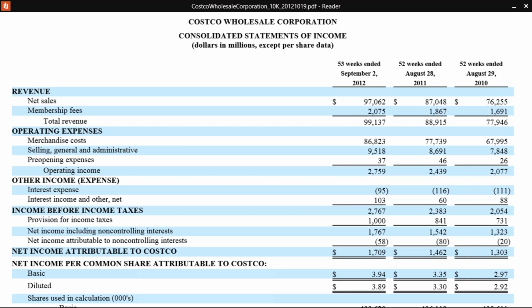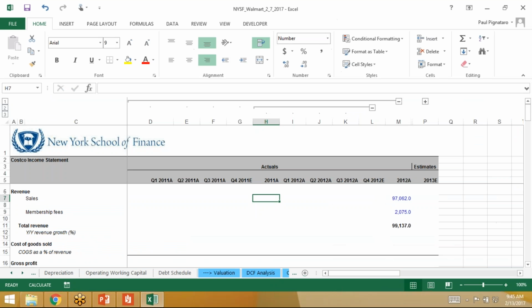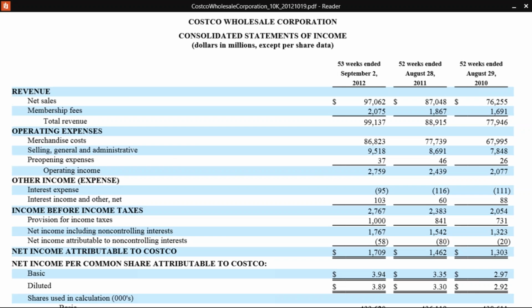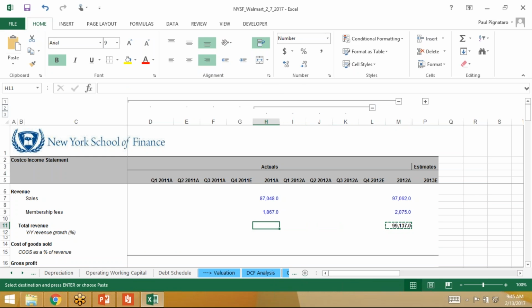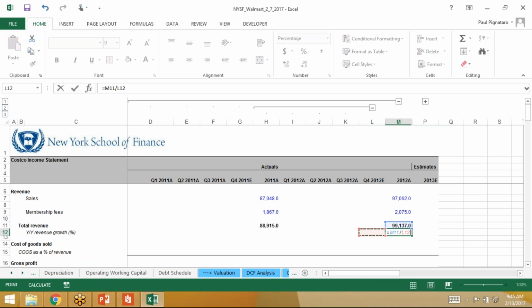So 2011 was 87048. And 1867, okay? And we're going to do the total revenue. And I'm going to do the year-over-year growth. I'm just going to do total year-over-year growth. This year divided by last year minus 1. That's going to help us with our projections. 11% growth, not too bad.